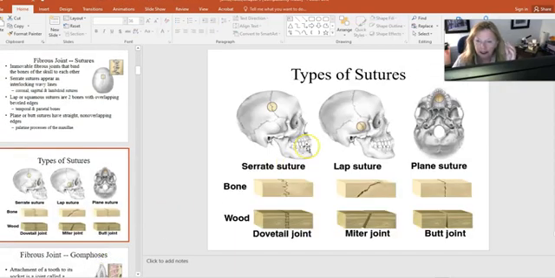There are different classifications. That's just for your information. I'm really not going to ask you about serrated or lap or plain sutures, but it's really just in their anatomy that we see the differences here. So like a serrated knife fitting in with another serrated knife. That's what we see here between the frontal bones and the parietal bones. We can see this serration type of joint held together by fibers. There are also some sutures that we see lapping over each other, and here between the sphenoid bone and the temporal bone, you can see that. And then there are some sutures that just butt up against each other.